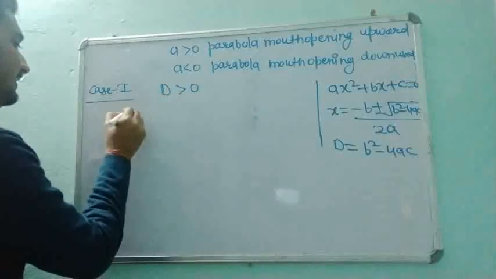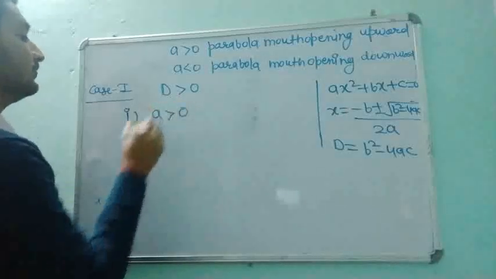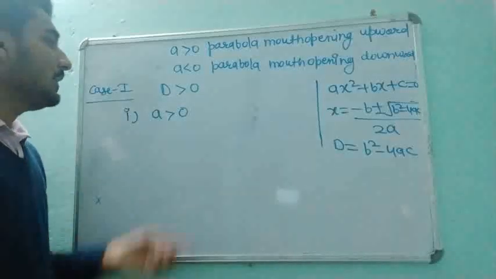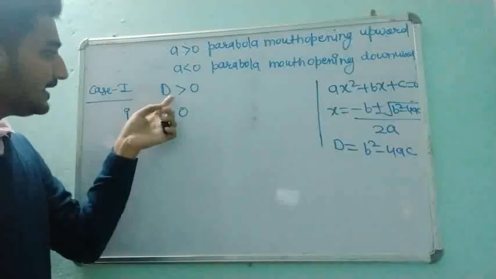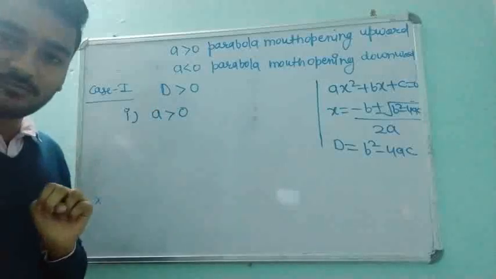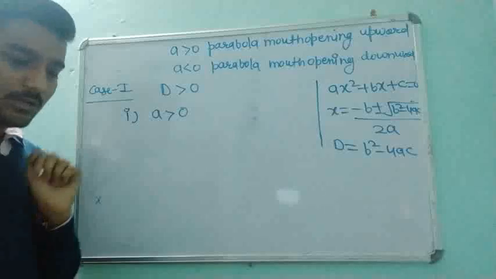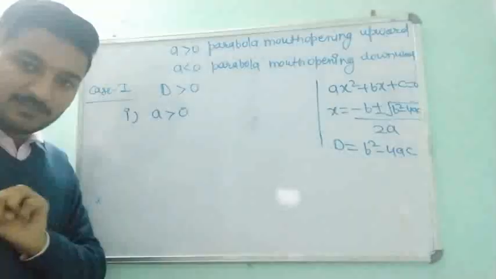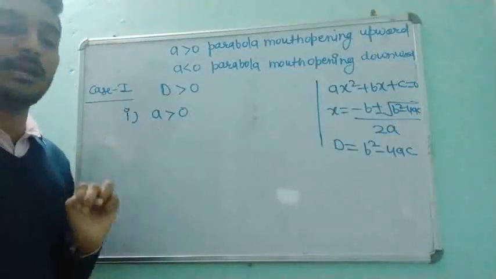In this, we consider the first sub case, that is a greater than 0. A greater than 0 means the parabola mouth opens upward. So here we have D greater than 0 and a greater than 0. D greater than 0 means we have two real values of x which satisfy the quadratic equation. It means the graph cuts the x-axis at 2 points.